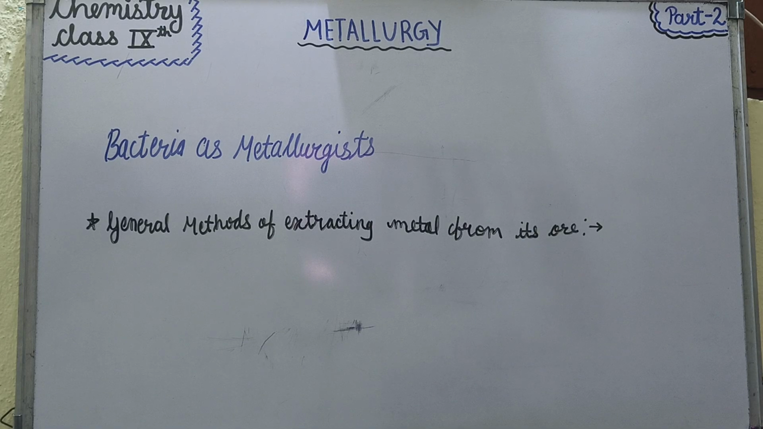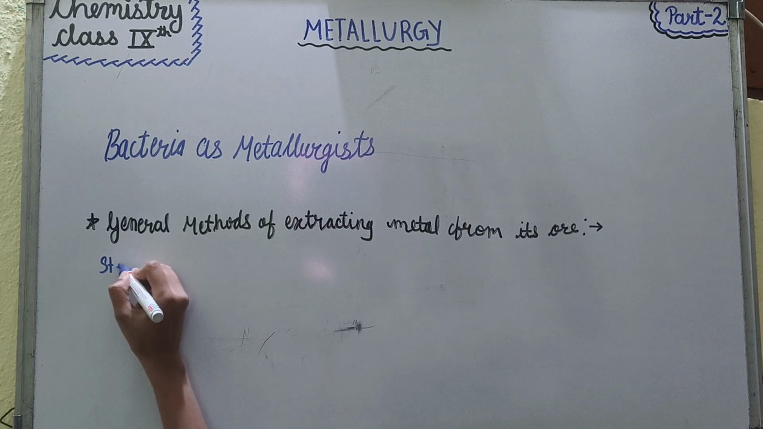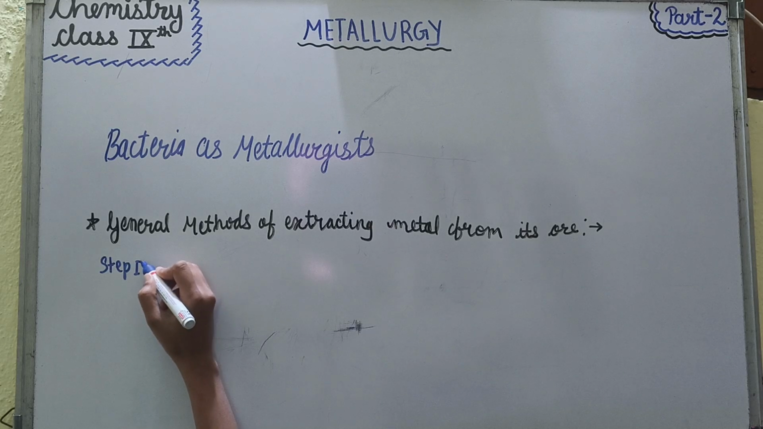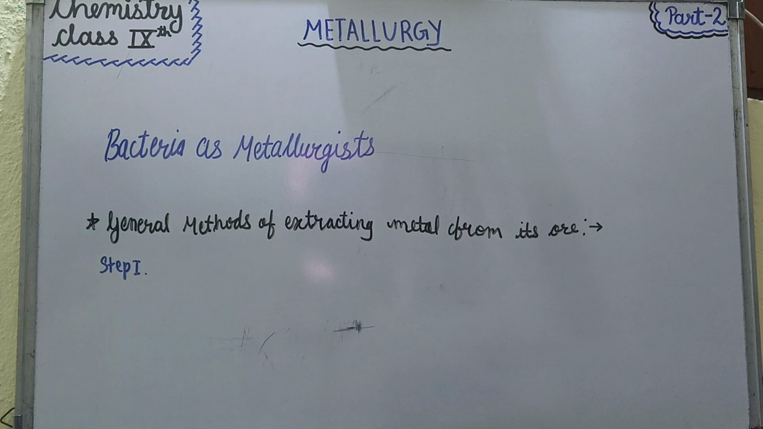The various processes involved in the extraction of pure metals from their respective ores is called metallurgy, and the important steps involved in metallurgy are: step 1, change in physical state of ore. I'll repeat, step 1 is change in physical state of ore.